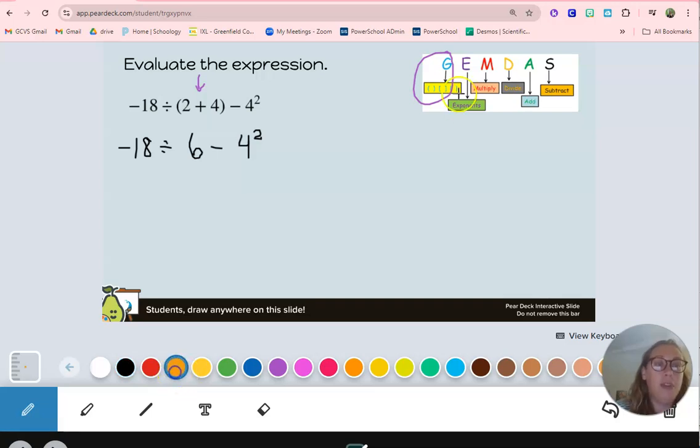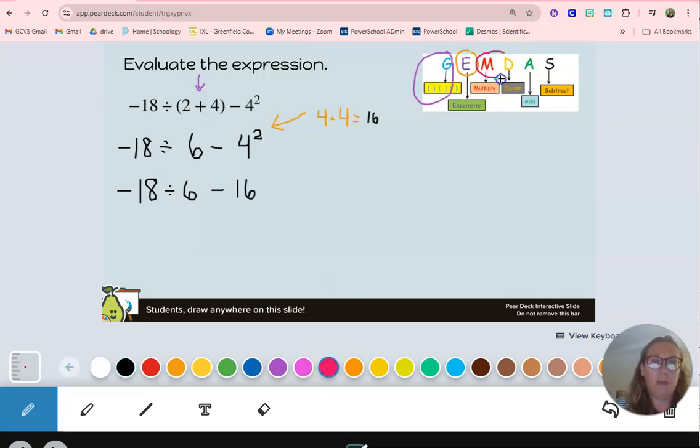No more grouping symbols, so we're going to focus on exponent next and figure out what that 4 squared is. That little 2 in the corner, little numbers in the corner are our exponents. So we have negative 18 divided by 6 minus 4 squared. Now remember that little 2 tells us we're multiplying 4 by itself twice, 2 times. So 4 squared is 4 times 4, which gets us 16. That is all for exponents.